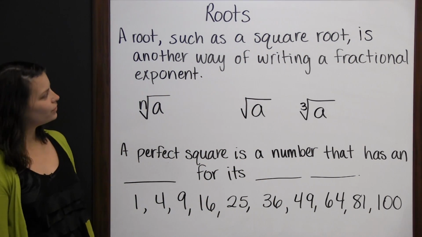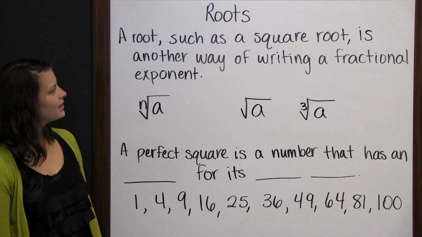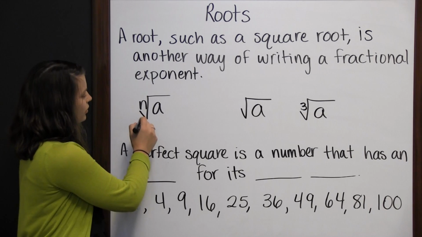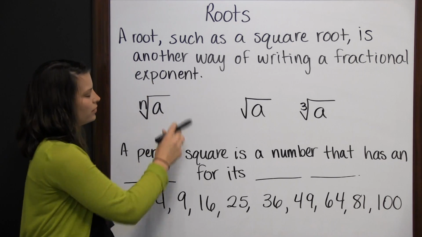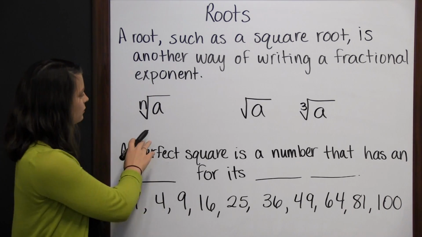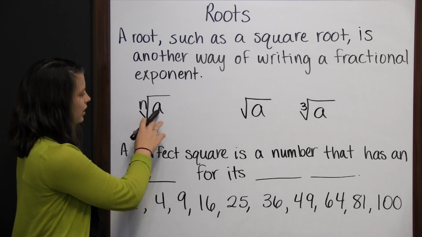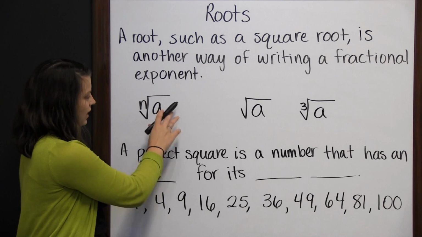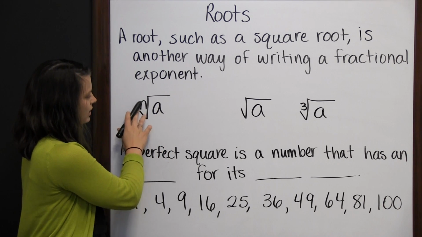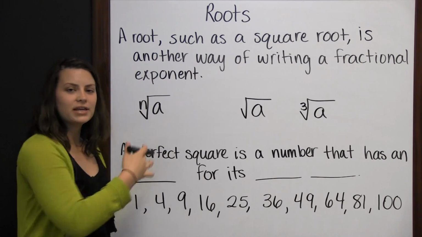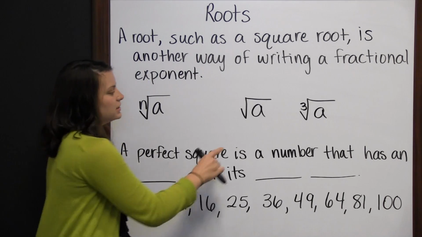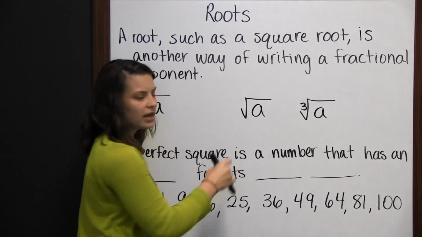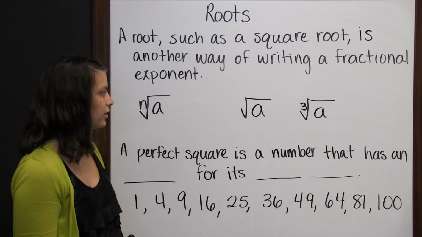Roots. A root, such as a square root, is another way of writing a fractional exponent. This is the radical symbol, which is used to denote roots. This would be read as the nth root of a. There will be a number underneath the radical sign, and sometimes there's going to be a number right here in the upper left. If there isn't a number there, then it's simply a square root, like the square root of a.